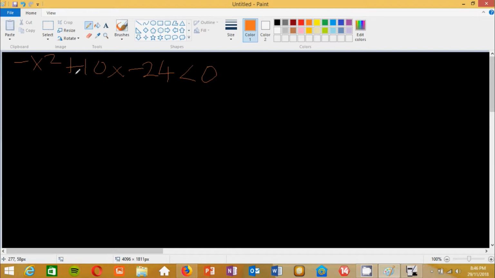The first thing we can deduce is the shape of the graph. Because the coefficient of the x squared term is negative, we know that the graph is a sad graph. It's going to be upside down. Now the second thing we need to know is, where does this graph cut the x-axis? To find that, we take the expression of the graph and equate it to 0, so we have a quadratic equation: negative x squared plus 10x minus 24 is equal to 0.